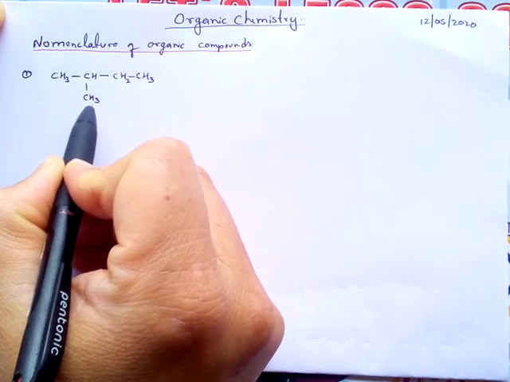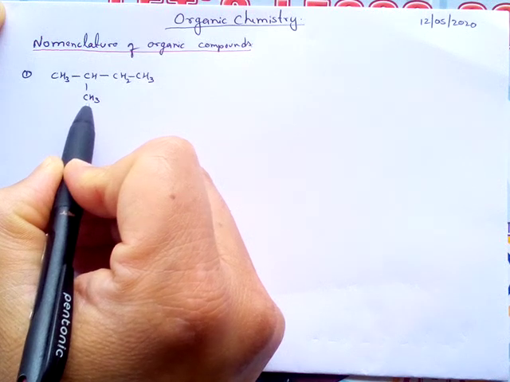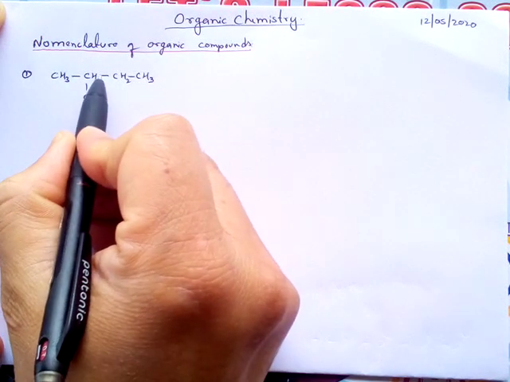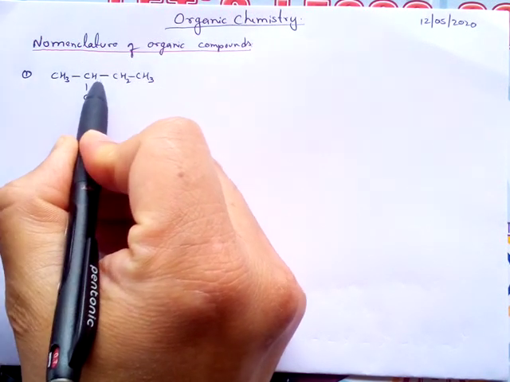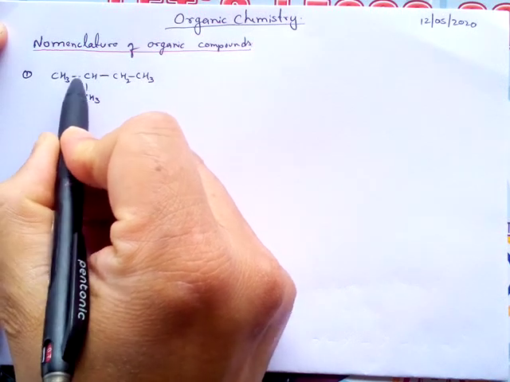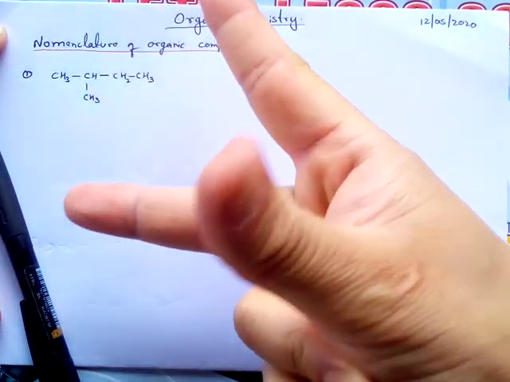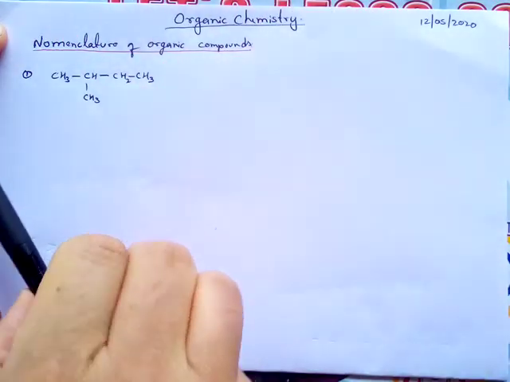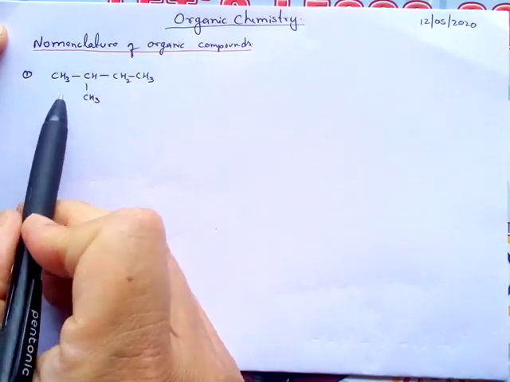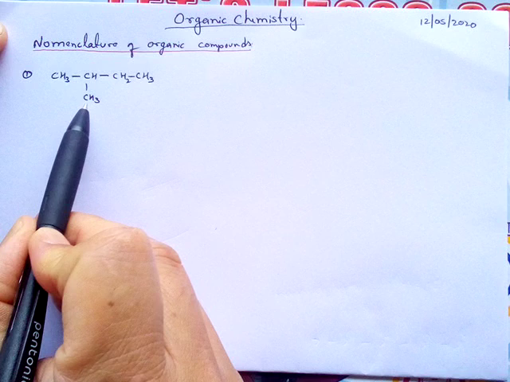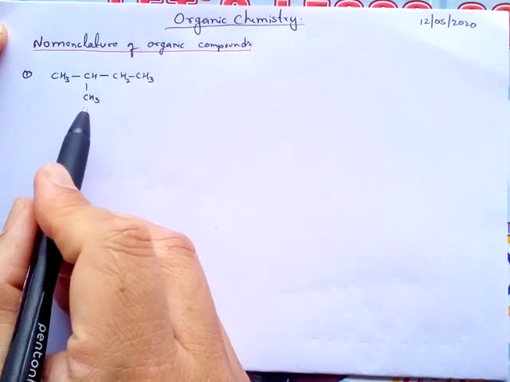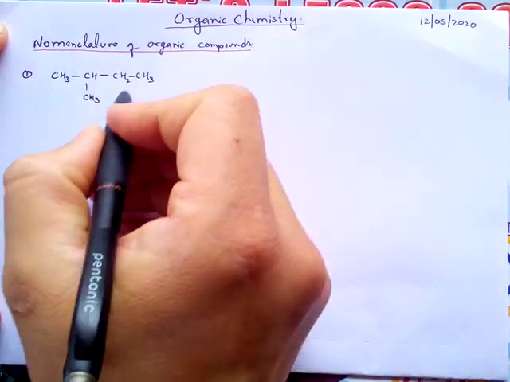Now which side do I have to go? The rule says that since this is a single bond, it can rotate. So this can go up, this can go down. Since the tetrahedral structure is something like this, it can be rotated. So we can say this CH3 and this CH3 are at equivalent positions. So you can take either side, there is no issue.